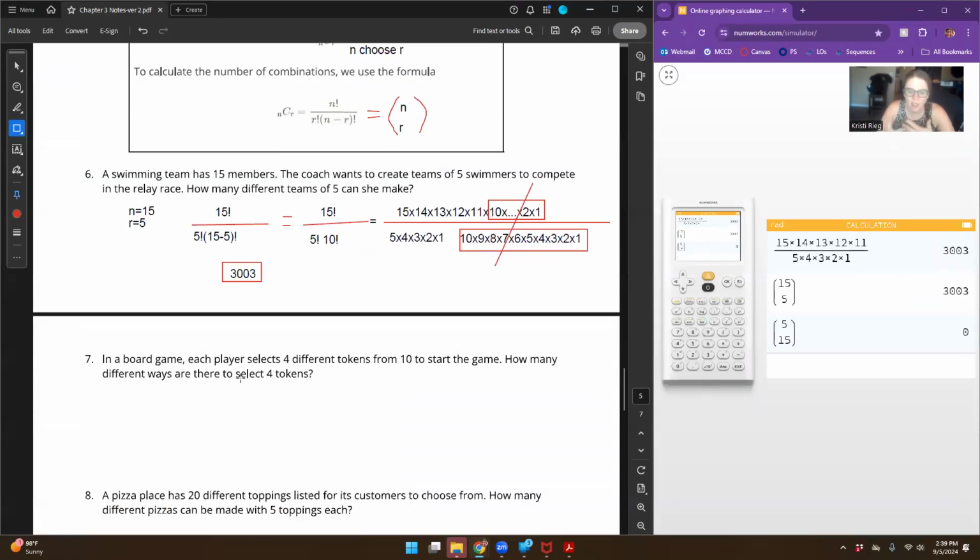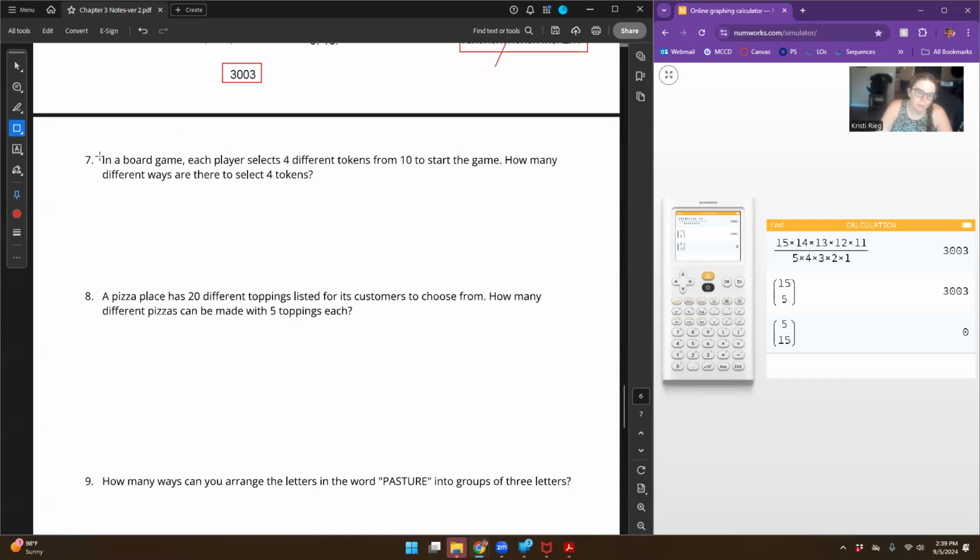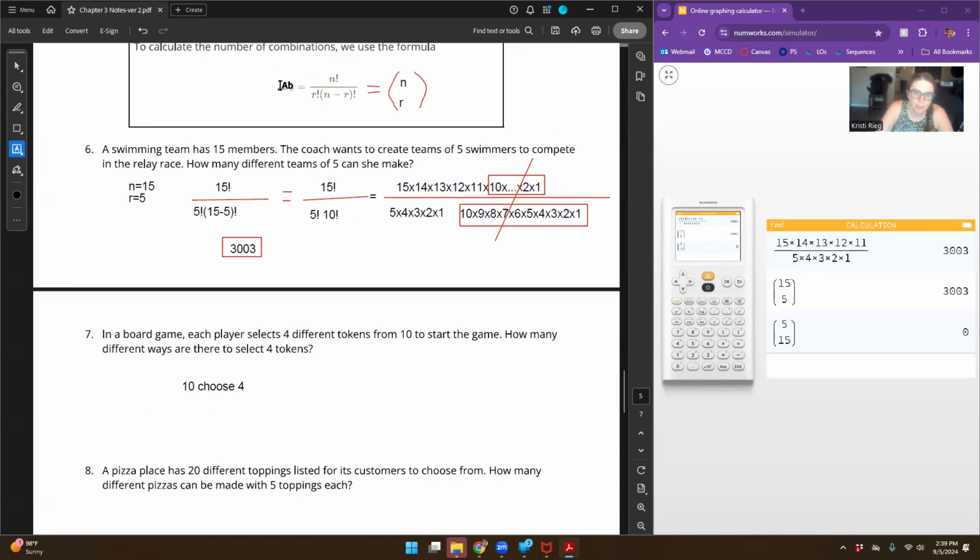So this one has a lot of examples here because I just wanted to try this button in as many different ways as possible. Okay, so we have a board game. We have 4 tokens. They're choosing 4 out of 10. So how many different ways are there to choose 4? This is read as 10 choose 4. If you're using your other button up here on your calculator, then you would just type in 10 and then this button and 4.